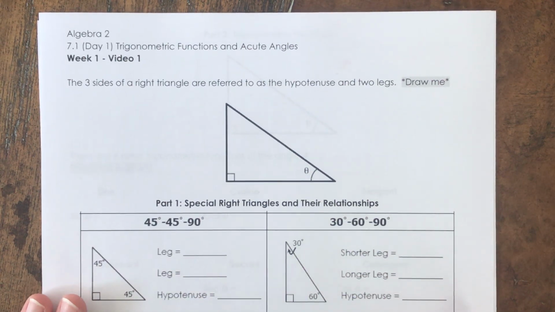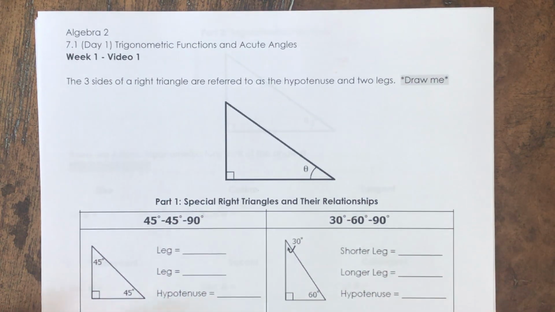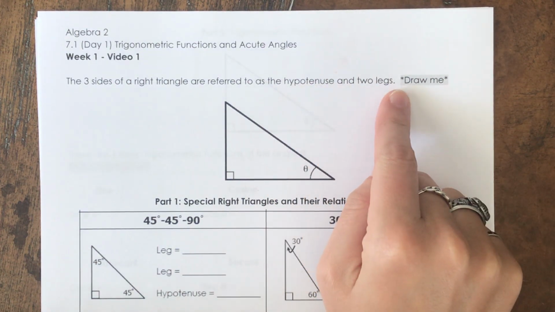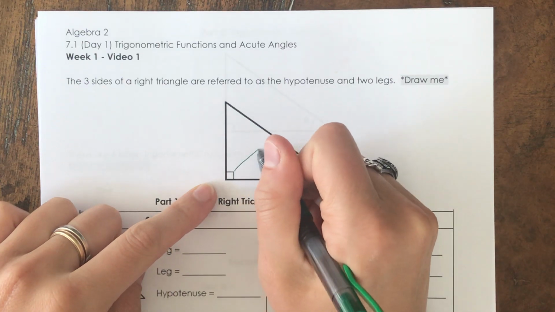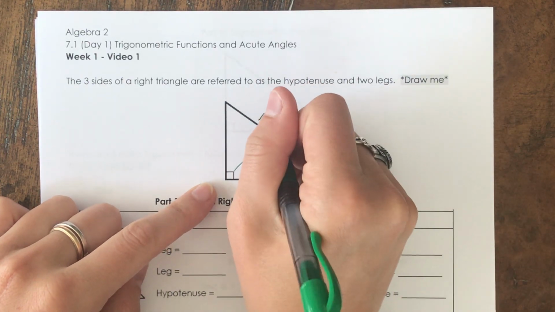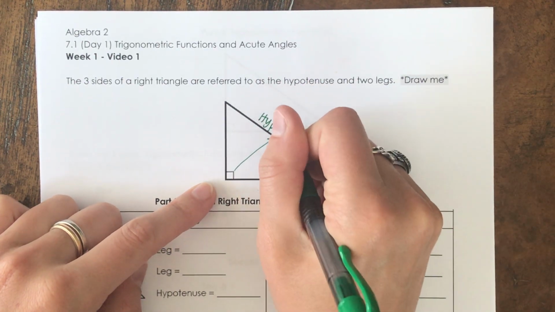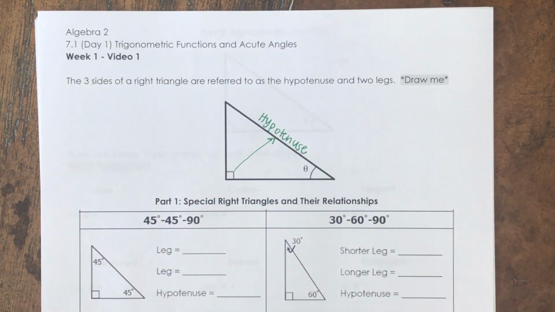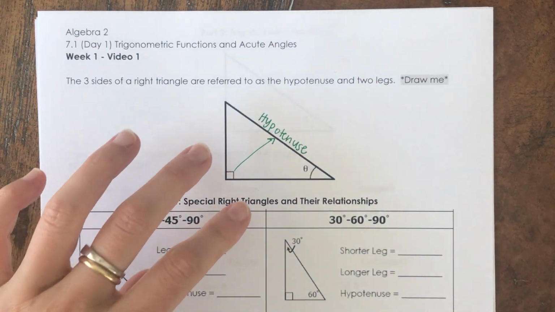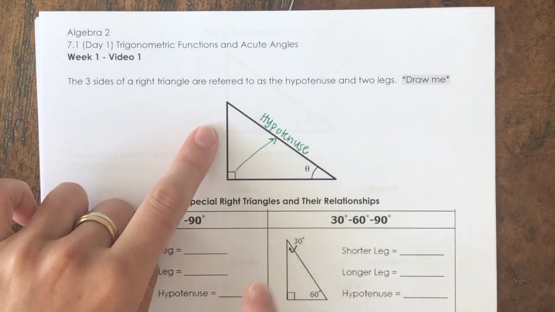Today we're going to start chapter 7, which is trigonometric functions and acute angles. The three sides of a right triangle are referred to as a hypotenuse and two legs. The hypotenuse is always the part that is across from the 90. So this piece over here is my hypotenuse. Now, the other parts are the two legs. So this is a leg and this is a leg.